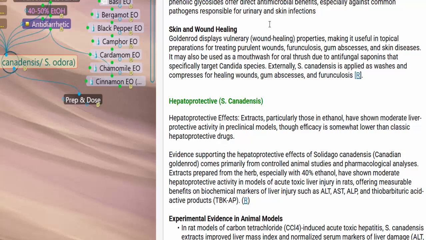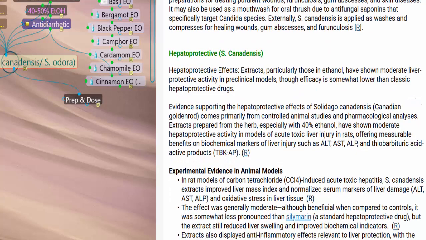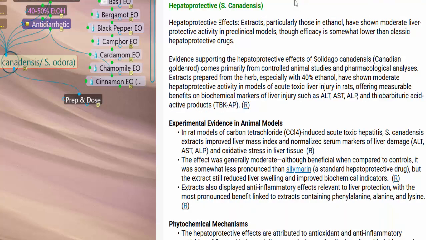That brings us to skin and wound healing. Use topical preparations for purulent wounds, furunculosis, gum abscesses, skin diseases. Can be used as a mouthwash. So that keeps coming up, doesn't it? Especially Candida species. Use it as a wash and compress for healing wounds, gum abscesses, and furuncles. It is hepatoprotective. The extracts, particularly those in ethanol, have shown moderate liver protective activity in preclinical models.